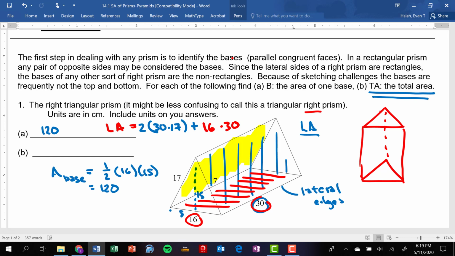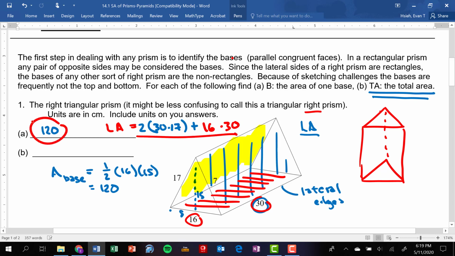Okay. And once I add this together with 2 of these bases, which is 240, that should give me the total surface area, which is right over here. And I believe it comes out in the end as 1740.